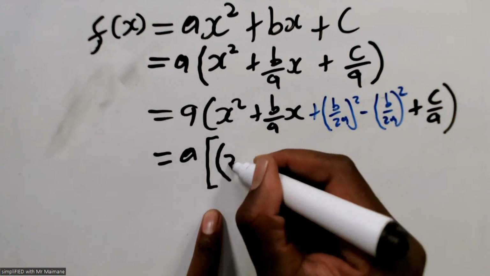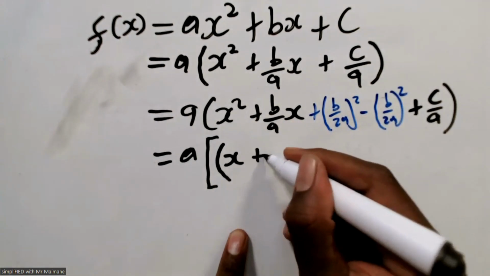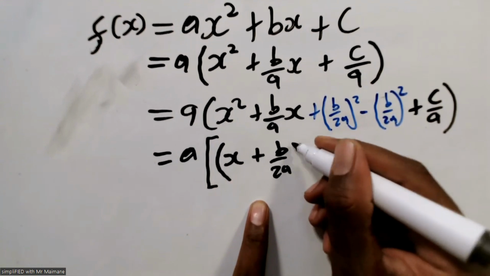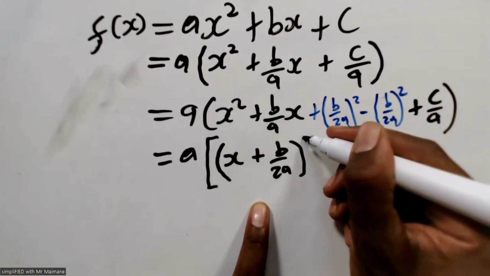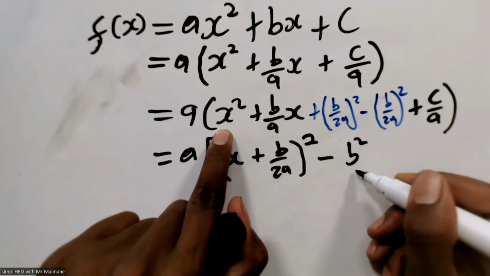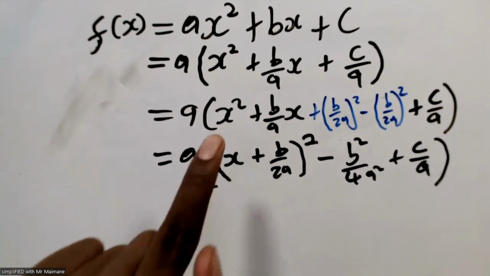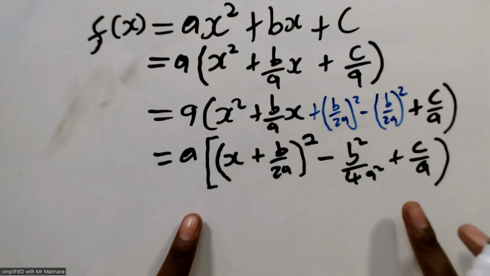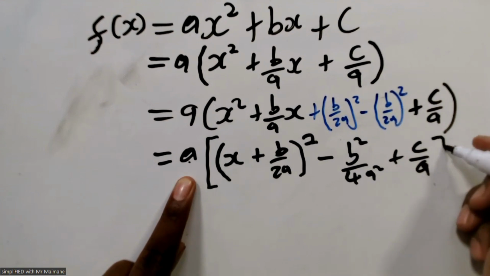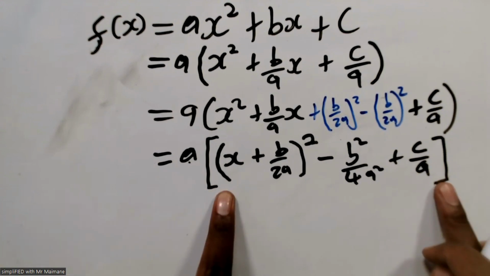I take the x only. I take the sign of the coefficient of x, plus, and then I take only what is inside the square to be b over 2a, because this square and this square will come here because I'm factorizing this part here. Therefore, this is going to be minus b squared over 4a squared plus c over a, right? Now, remember I have an a outside these brackets. Now, I want to bring back the a inside here.